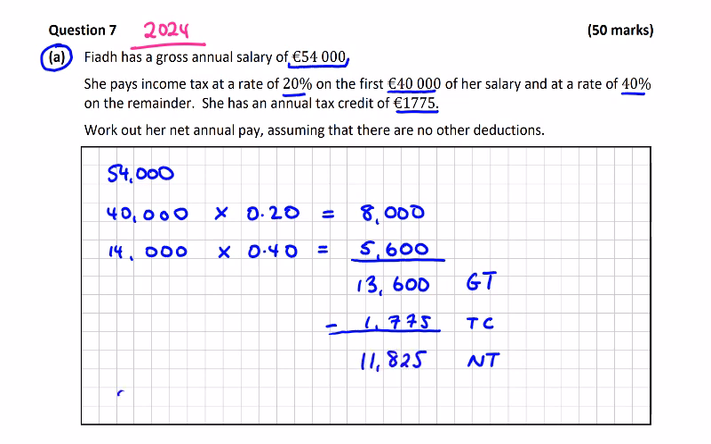leaving my salary as 54,000. Take away 11,825, which gives 42,175 euros. A nice easy intro to this 6-part question. So 4 of them are worth 10 and 2 of them are worth 5.